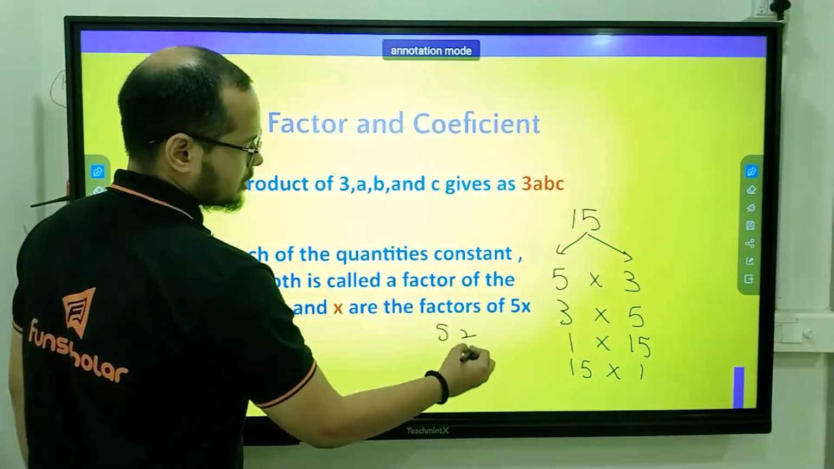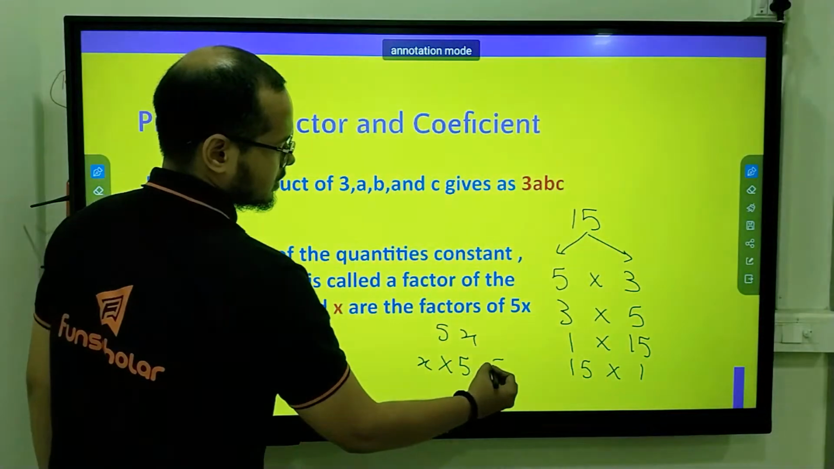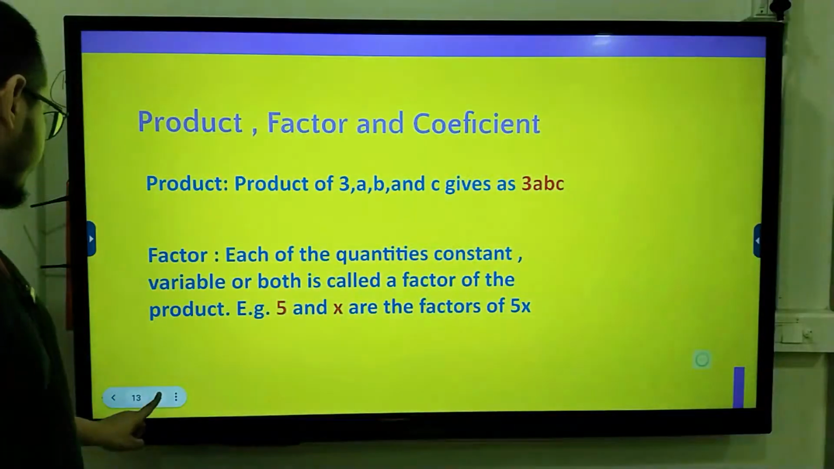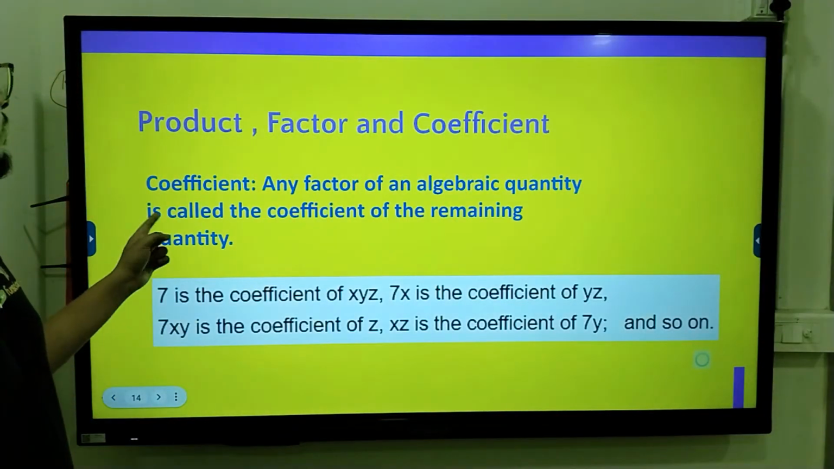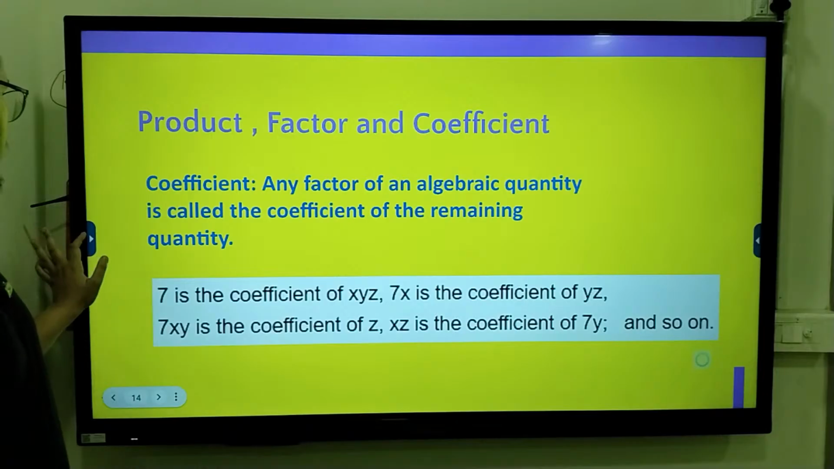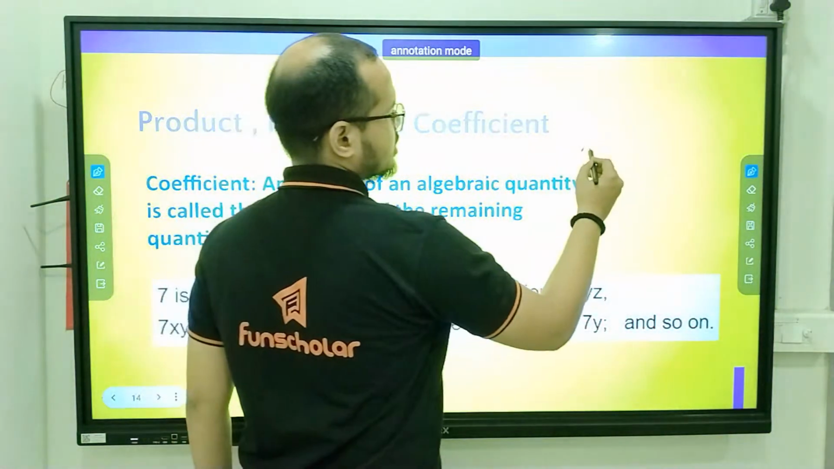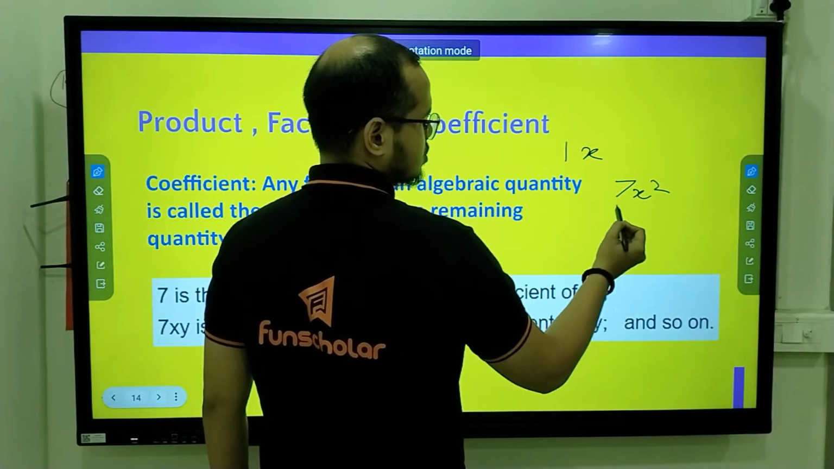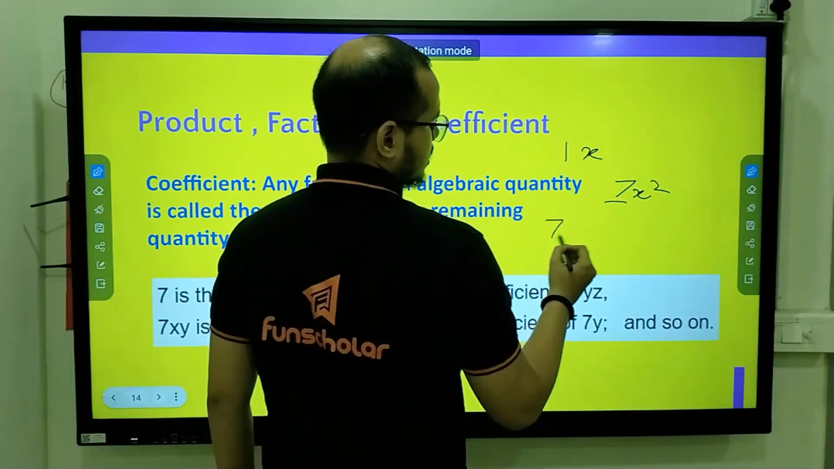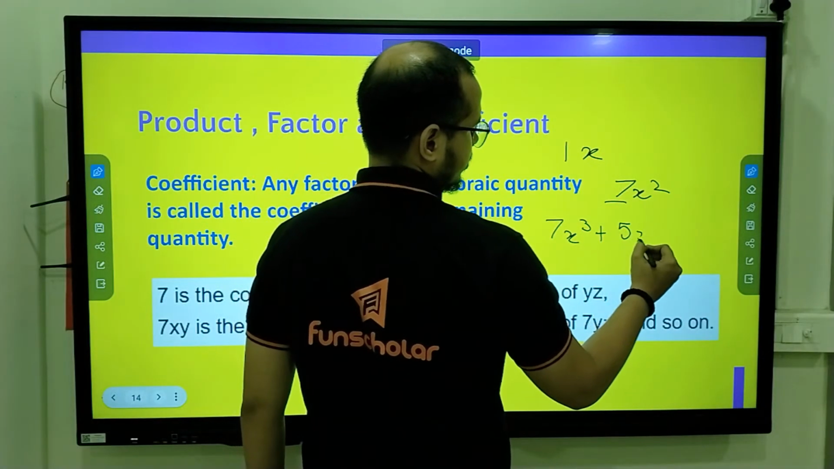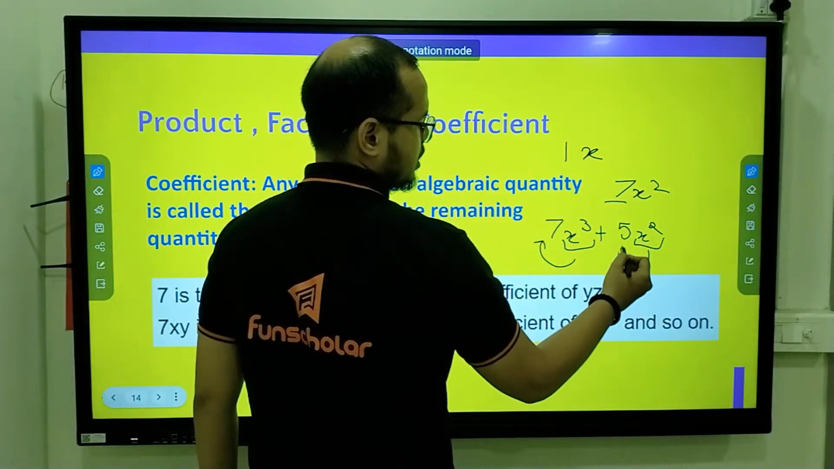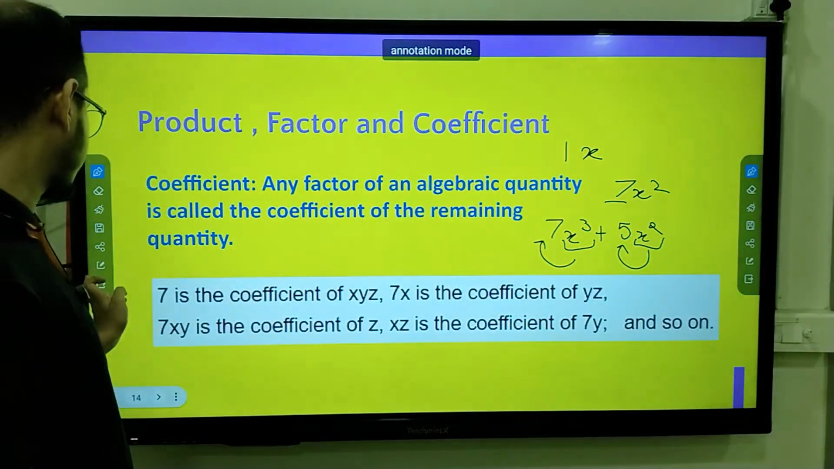Similarly, 5x can be written as what? x into 5 and 5 into x. These are all the factors of 5x. That is it. Next, product, factor, and coefficient. Again, coefficient. Any factor of an algebraic quantity is called the coefficient of the remaining quantity. See, if I have x, what is the coefficient of x? That is 1. If I write 7x square, the coefficient of x square is nothing but 7. If I write 7x cube plus 5x square, the coefficient of x cube will be 7. The coefficient of x square will be 5. This is how we understand coefficient.